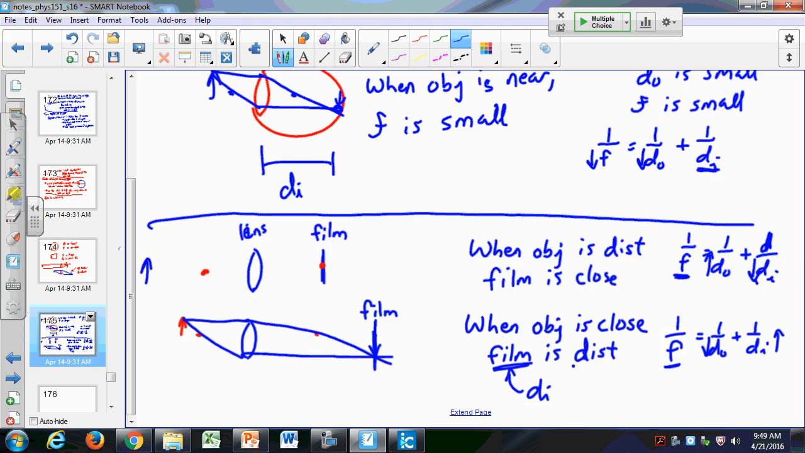You'll probably see it on the test, actually. So one or two questions about this, dealing both with the eye and the camera. It's useful for you to understand them, because if you understand one, then you can understand the other, okay? And being able to distinguish between them is important. Okie dokie? Yes? Okay.